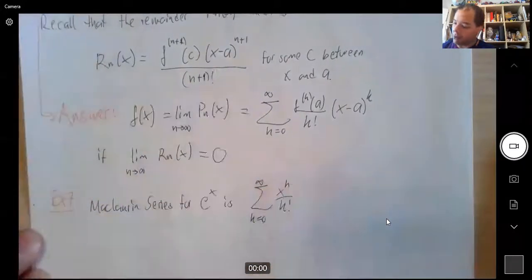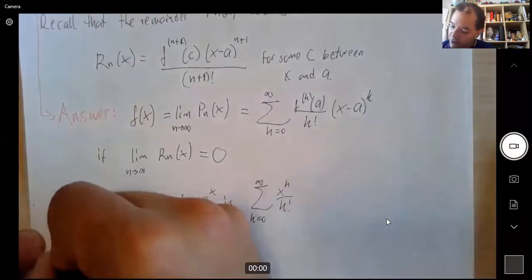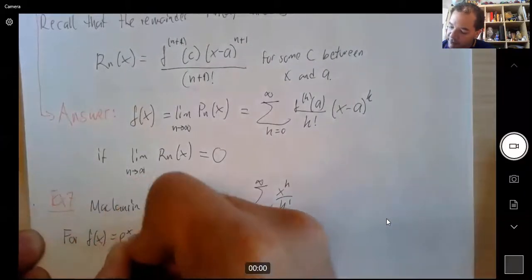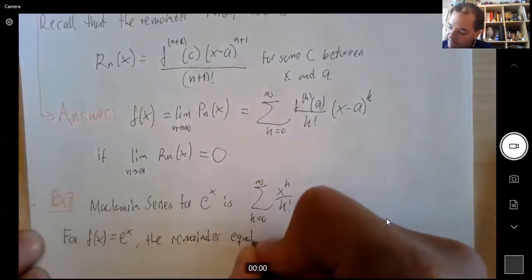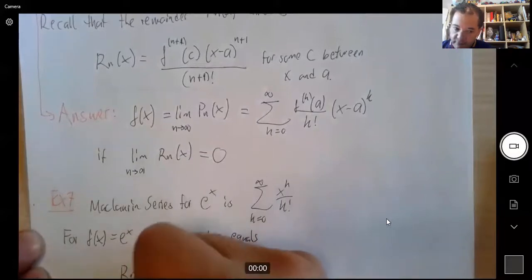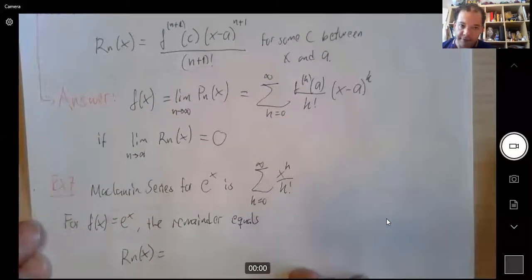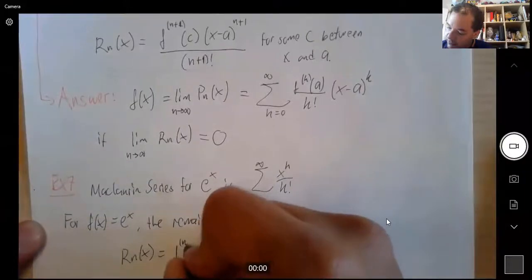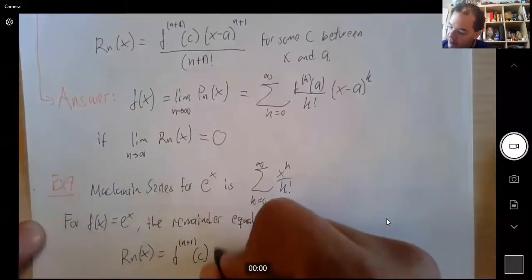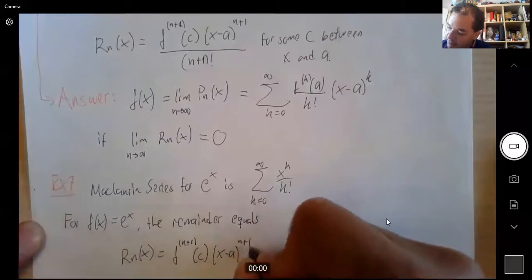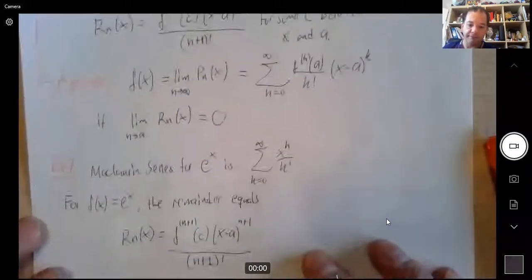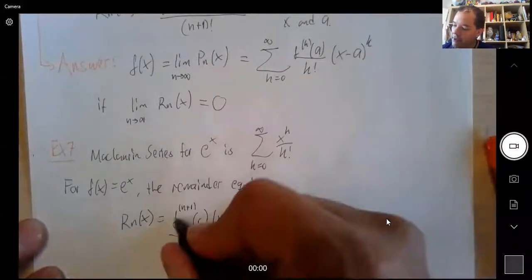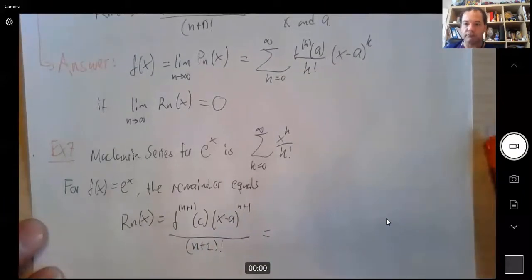So let's write it down. What would be the remainder? So for f of x equals e to the x, the remainder Rn of x is the n plus 1 derivative at c times x minus a to the power n plus 1, divided by n plus 1 factorial, right? But what is the f?